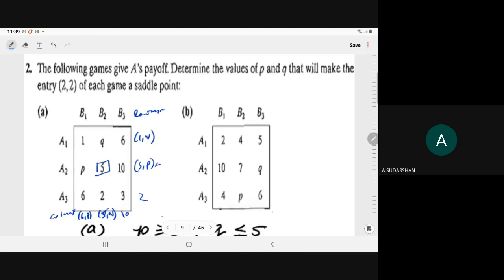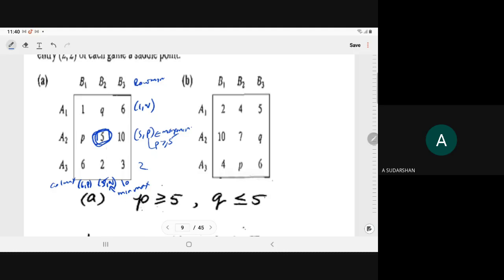If 2 comma 2 is the saddle point, it means this is the max min and this is the min max, right? So if it is the max min, it implies p must be greater than or equal to 5, then only this 5 is the saddle point. Clear? And if this is the min max, it is possible only when q is less than or equal to 5, then only this 5 is the maximum. So for the first part, if p is greater than or equal to 5 and q is less than or equal to 5, then 2 comma 2 will be the saddle point and the value of the game will be 5.